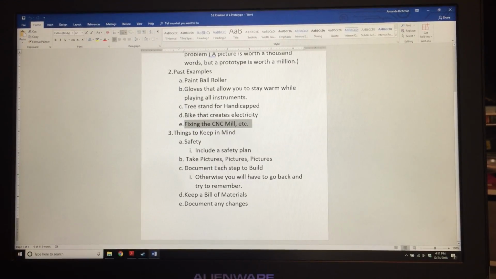Some things to keep in mind while doing this is safety. I'd like to see a safety plan from you, whether that is use of safety glasses or how to use certain tools. If you don't know how to use a tool, don't just use it. Talk to Mr. Hunter, talk to Mr. Egley. They are more than capable of showing you how to use those tools.